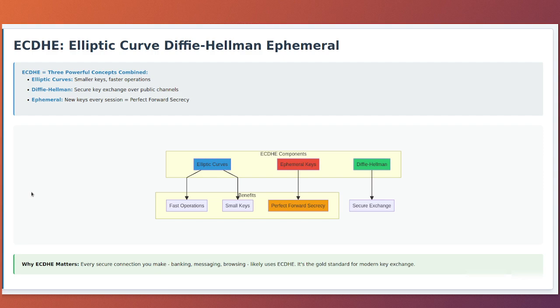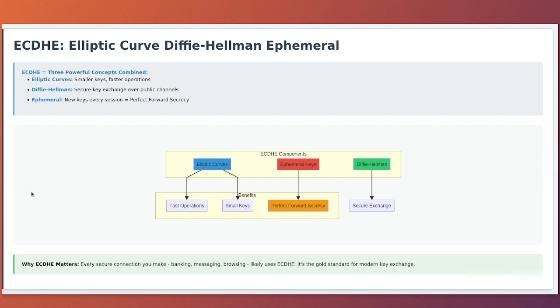ECDHE is the technology protecting your online banking, your WhatsApp messages, and virtually every secure connection you make on the internet today. It combines three powerful concepts: elliptic curves for efficiency, Diffie-Hellman for key exchange, and ephemeral keys for perfect forward secrecy. Think of ECDHE as the evolution of the classic Diffie-Hellman algorithm we have discussed before.